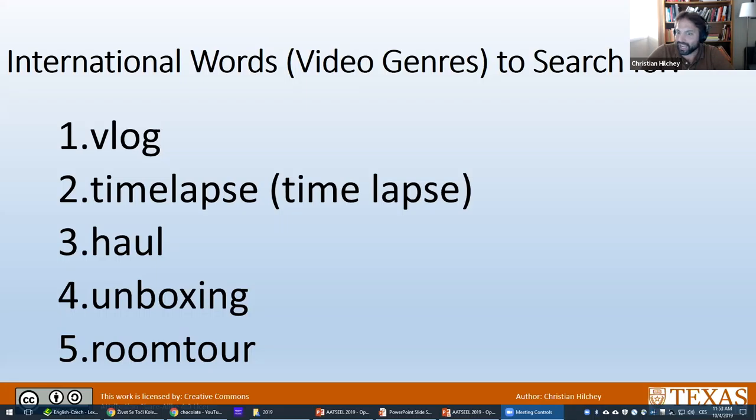Unboxing, this one I haven't actually used in my curriculum so far, but somebody buys a new iPhone and then shows their process of opening it up and talking about it, their first impressions. Room tour is a great one, another international word. You can get people to give a room tour or an apartment tour, and then you get a lot of very simple language: this is my this, and this is my that, here's where I hang my coat. Those are the five main genres that I've discovered, and I've done a lot of searching and had a lot of success finding really good content.